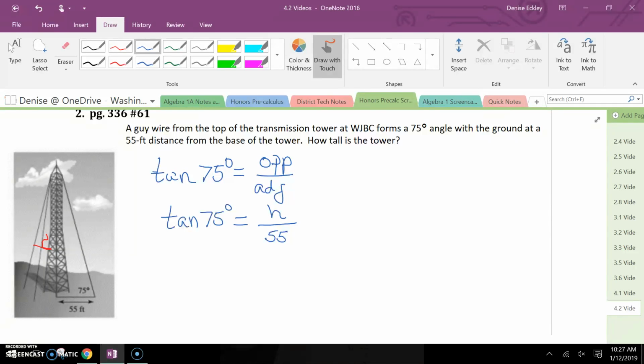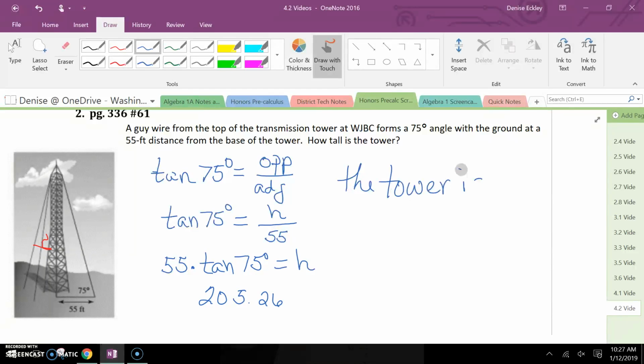So solving for H, we're going to have 55 times the tangent of 75 degrees is going to equal H. So I'll put that in my calculator, and again making sure that the mode of the calculator is in degrees. When I take 55 times tangent of 75, I get 205.26. So the height of the tower is 205.26 feet tall.